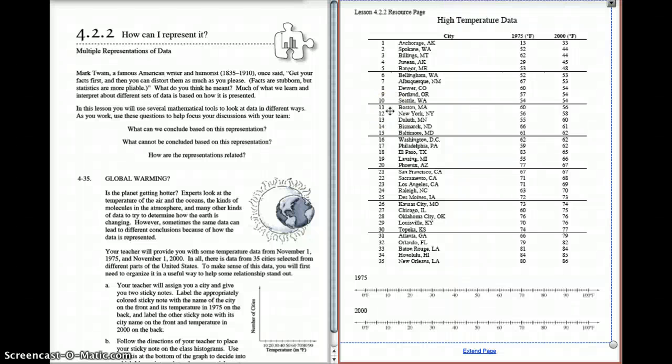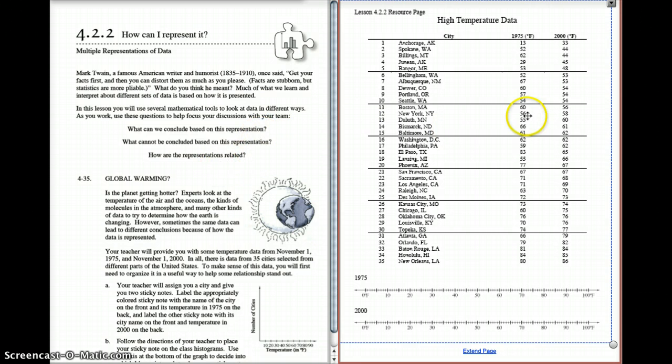How can I represent the data, or multiple representations? The main thing we're doing here is how to build and use a histogram. It's a histogram graph, so let's get started here.